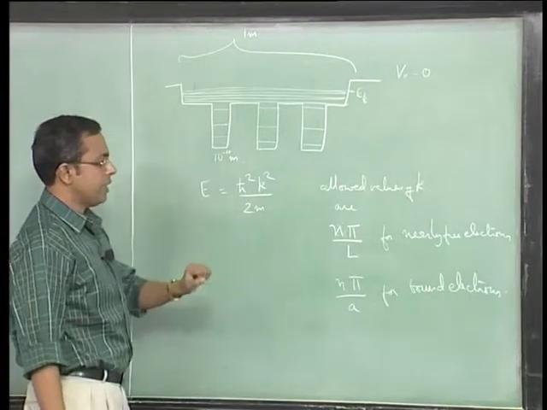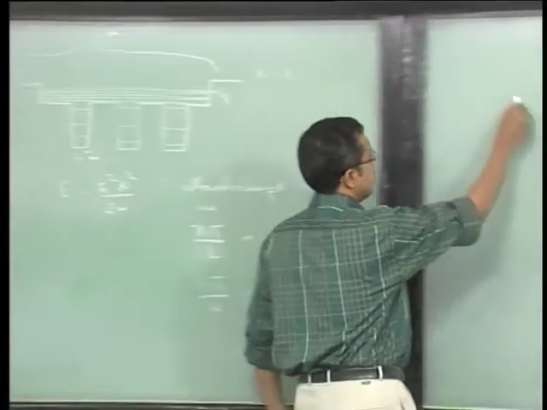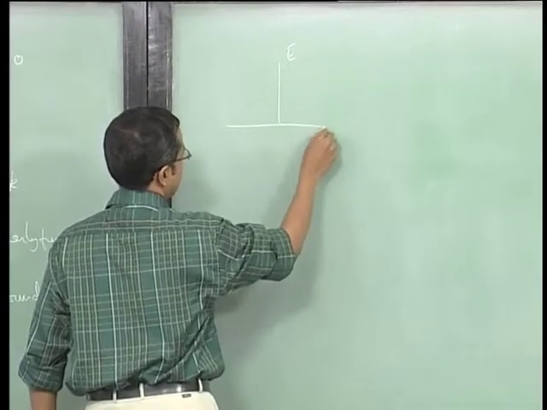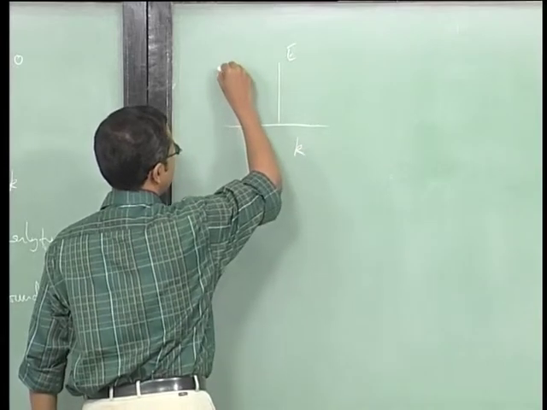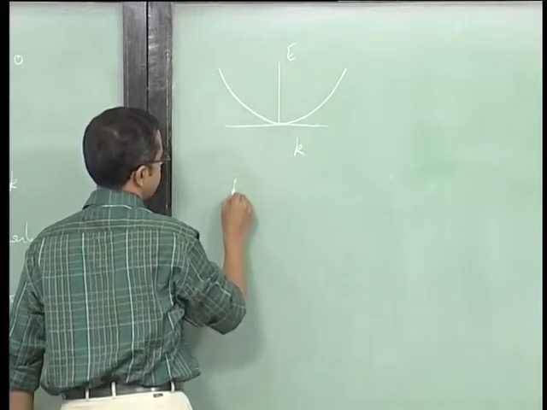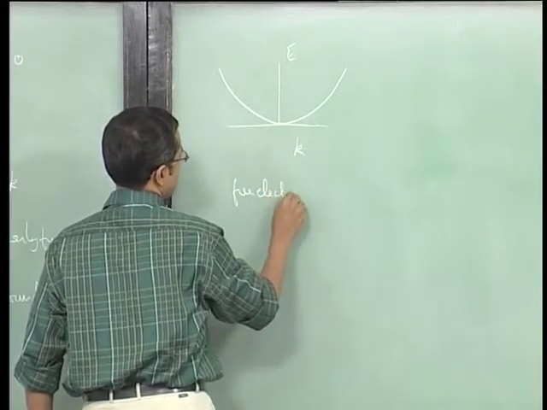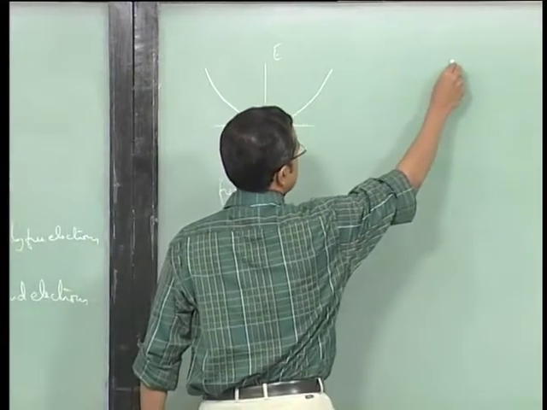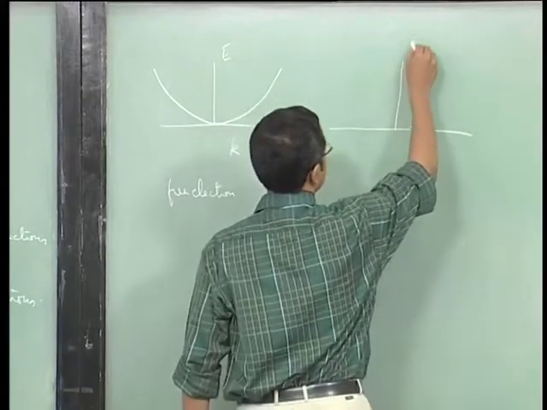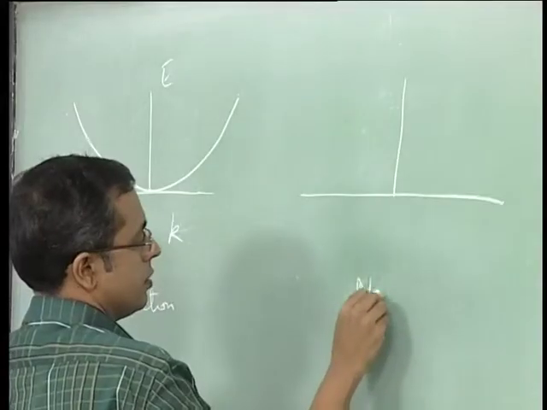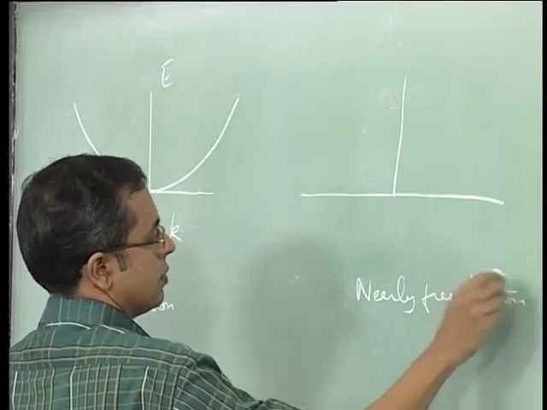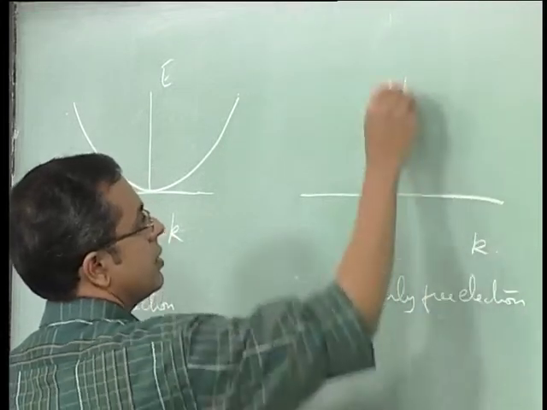So we will draw all the 3 of them and then we will make a quick comparison, E versus k here. This is E, this is allowed values of k. So this is free electron, this is nearly free electron, okay. So this is k again, this is E.